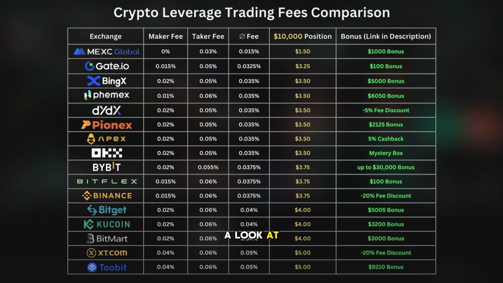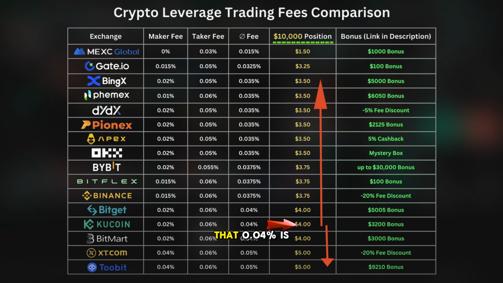All right, so let's take a look at this comparison with other exchanges. You can see KuCoin right here with the 0.02% maker fee and the 0.06% taker fee. I also calculated an average of 0.04% for you. And for example, if you open a $10,000 position, you would have to pay a fee of $4. As you can also see, this fee is pretty comparable to pretty much almost any other exchange. There's really not that big of a difference.